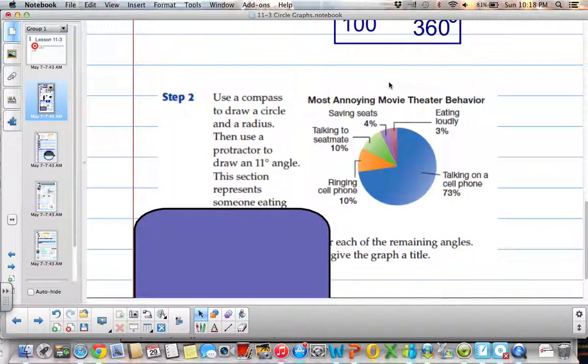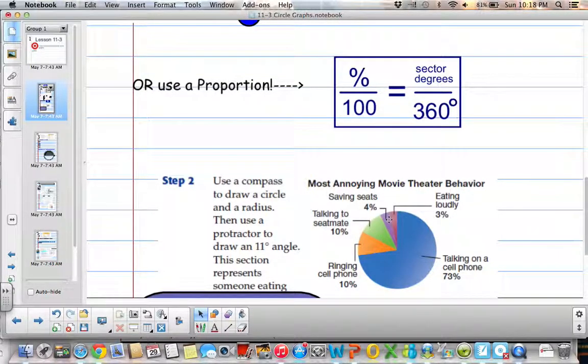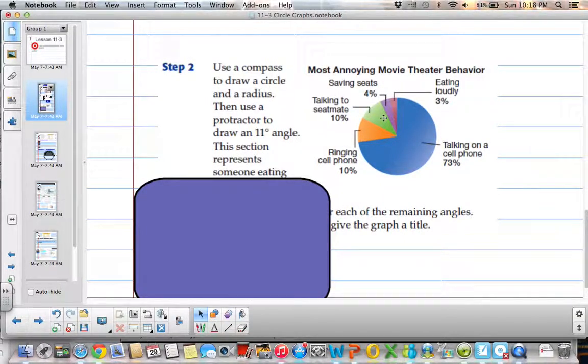Okay? And then for saving seats was 14 degrees. So I went from my new radius, this line, I made a 14-degree angle, and I created my new section for saving seats. Okay? And then we had 36 degrees, so I made a 36-degree angle for talking to seatmates, another 36-degree angle for a ringing cell phone, and then the huge one, the 263-degree angle for talking on a cell phone.